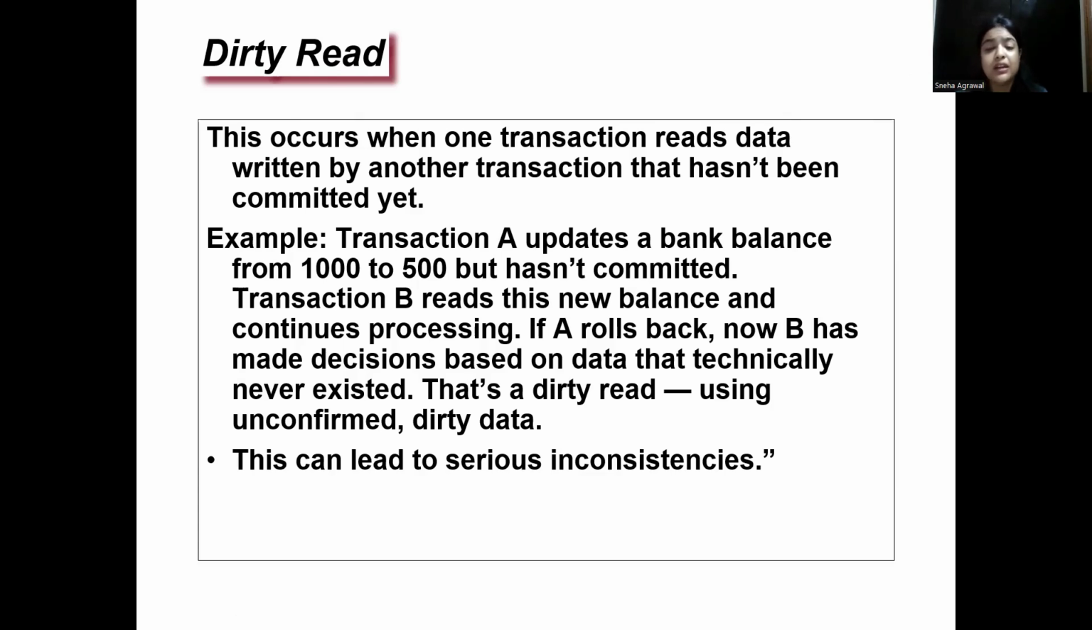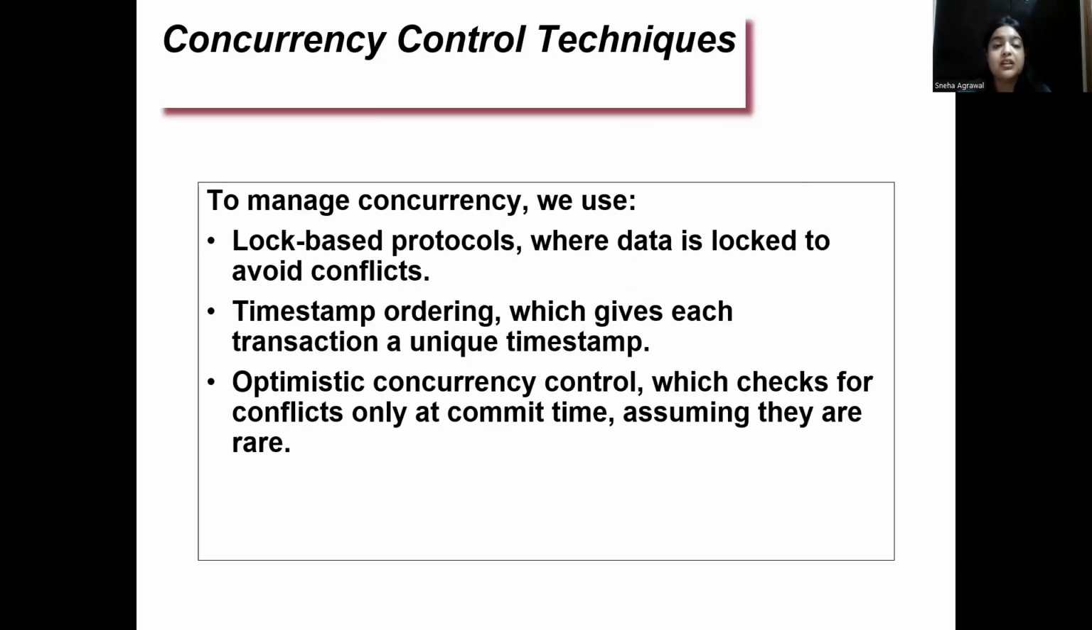Let's take another example. Transaction A updated a bank balance from 1000 rupees to 500, but has not committed. Transaction B reads this new balance and continues processing. If A rolls back, now B has made decisions based on data that technically never existed. That's a dirty read, using unconfirmed dirty data. So there is unconfirmed data that would be processed by transaction B. This can lead to serious inconsistencies.